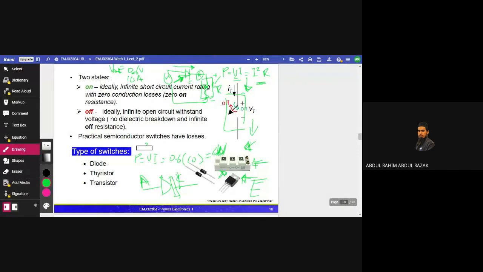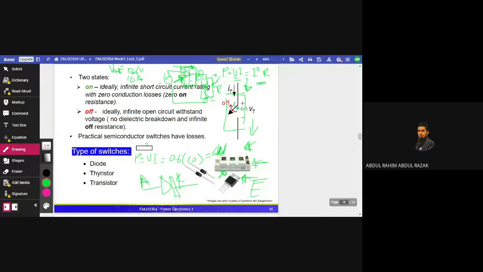So our concern now is the device itself, how much the losses, the performance, or the behavior of the device, and not the load actually, but the device.